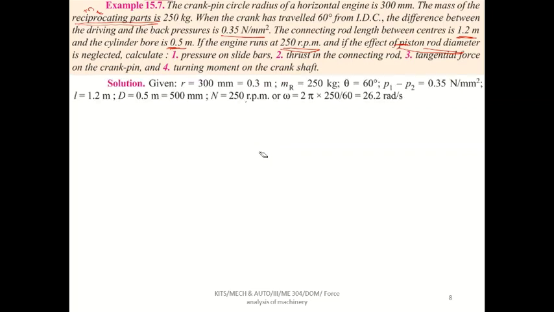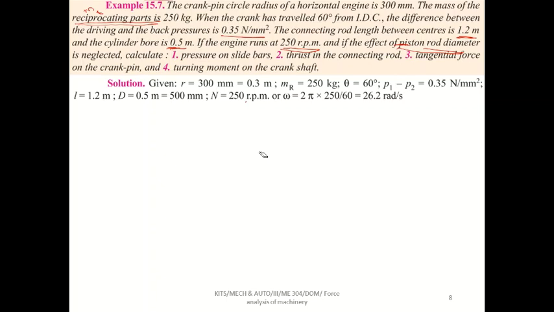Next slide. First, let us write the given data. Already told you, they are given the radius of the crank, that is 300 mm. Keep everything in meter, so 300 mm is 0.3 meter. Then the mass value is 250 kg, the theta value is 60 degree, and the pressure difference P1 minus P2 is 0.35 Newton per mm square. Then the length value is 1.2 meter. Then the diameter of the bore is given, to find out the area, 0.5 meter. Then the speed value is 250 rpm.